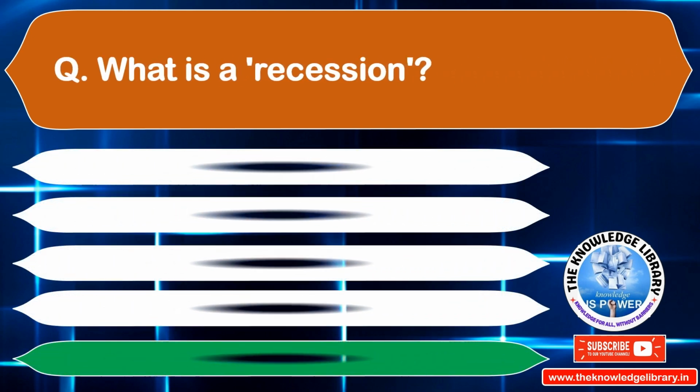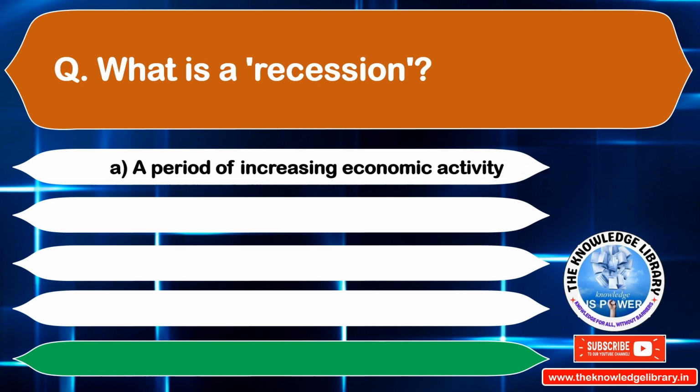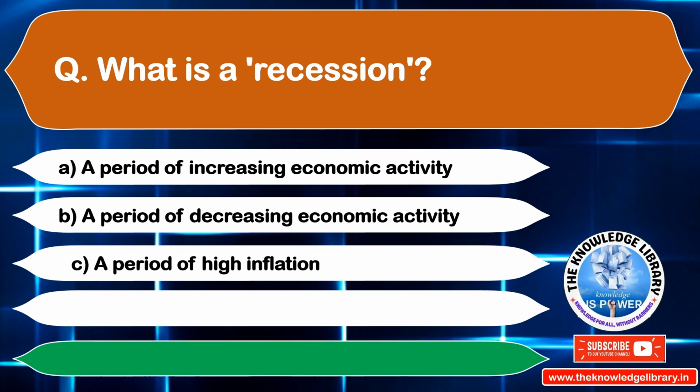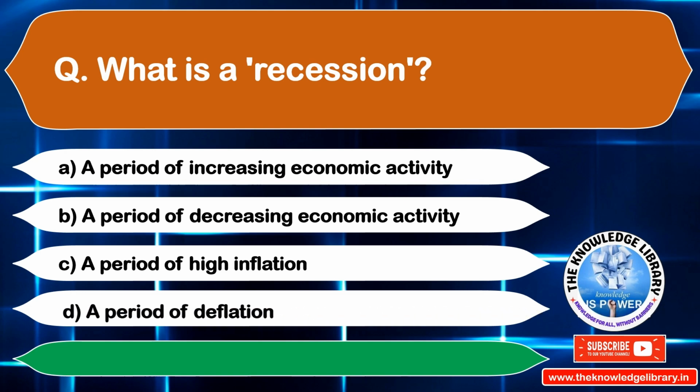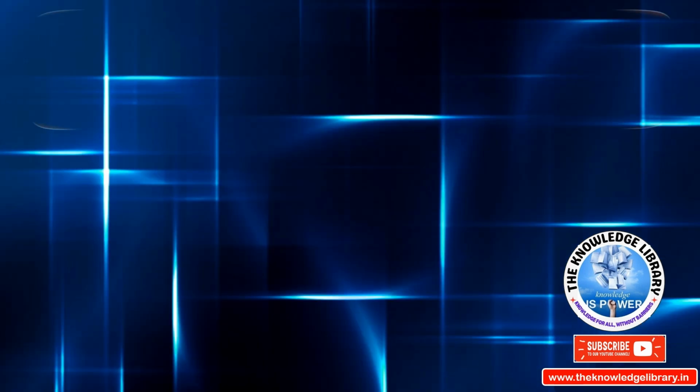What is recession? Option A, a period of increasing economic activity. Option B, a period of decreasing economic activity. Option C, a period of high inflation. Option D, a period of deflation. The correct answer is option B, a period of decreasing economic activity. Move to the next question.